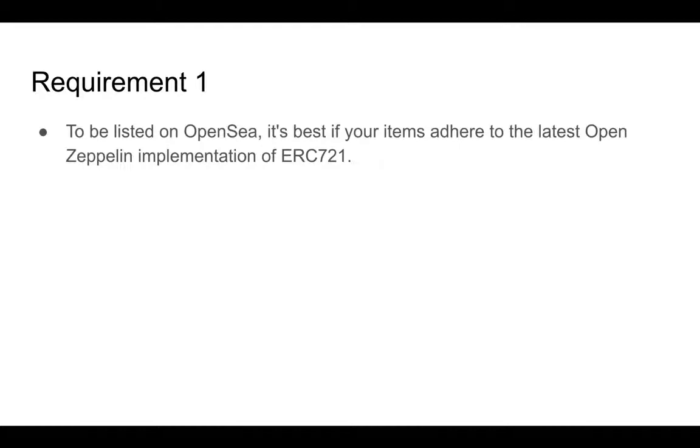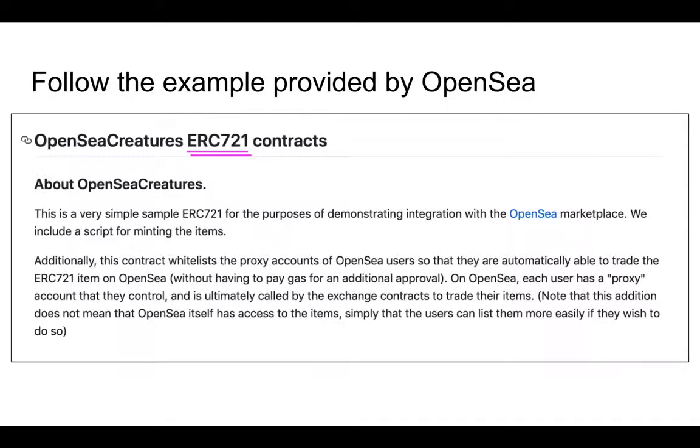So I'm going to say this tip again: please try to look at OpenSeaCreatures and compare your contract so that it applies the interface that is being shown in OpenSeaCreatures for the ERC721. So what do I suggest? I suggest to follow the example provided by OpenSea.